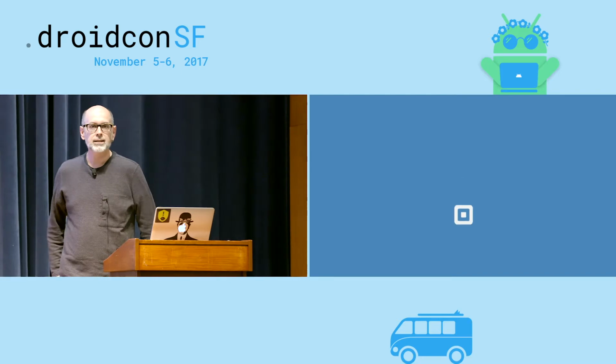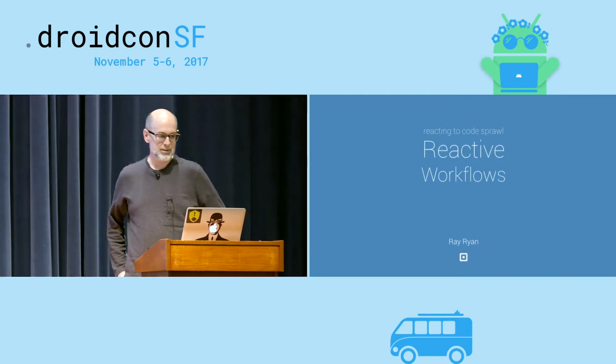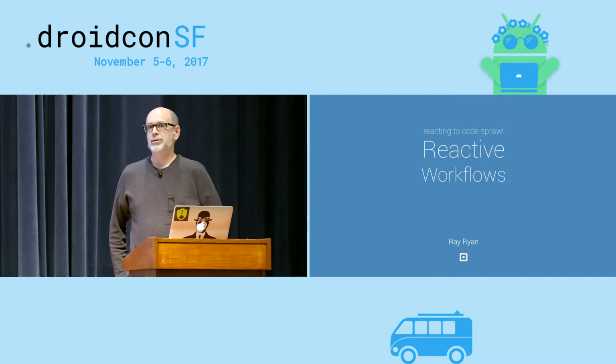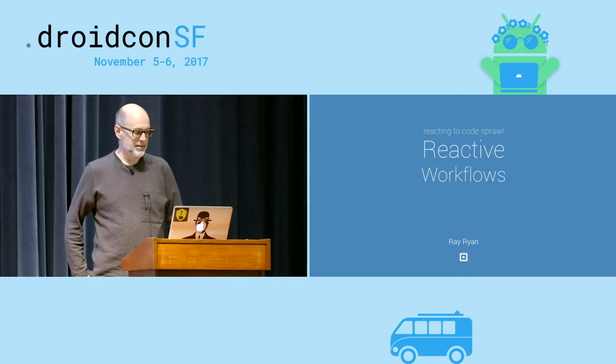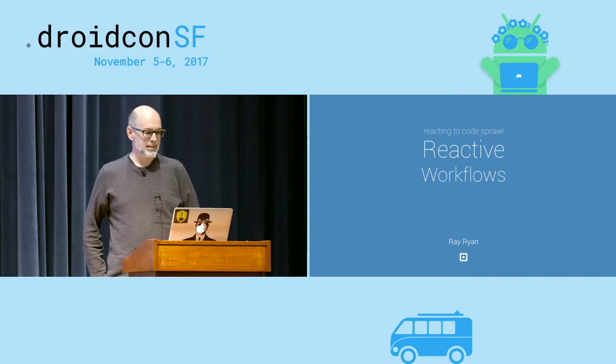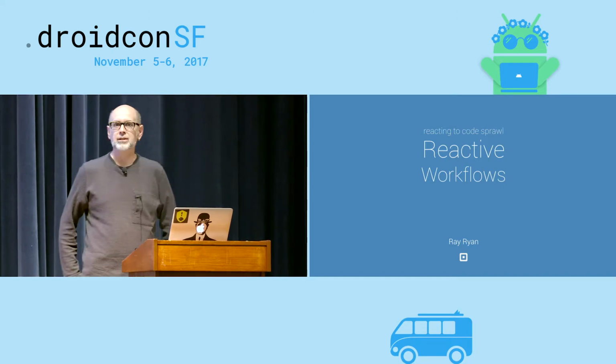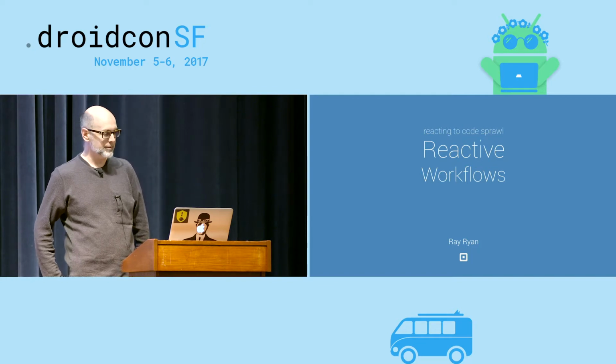I'm with Square, and I'm going to talk to you today about some changes we've been making to our flagship app, which this month we're calling Square Point of Sale. It's starting to creak under its own weight, and in particular, a pattern that we have found, a variation on MVP that I call Reactive Workflows.